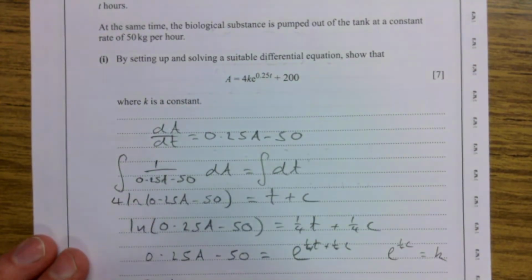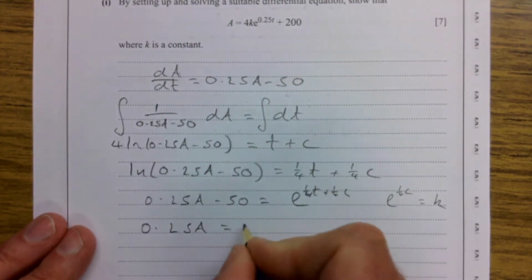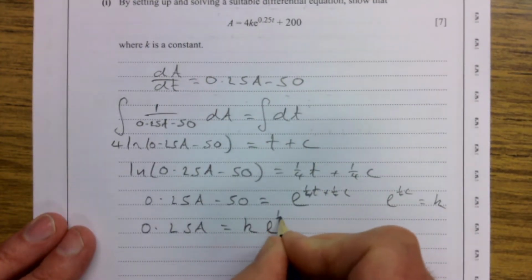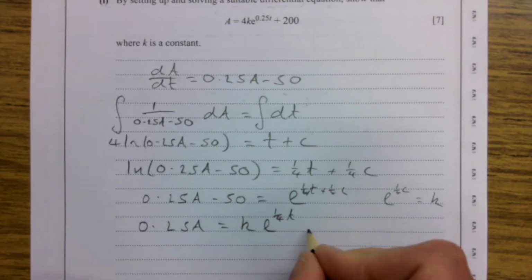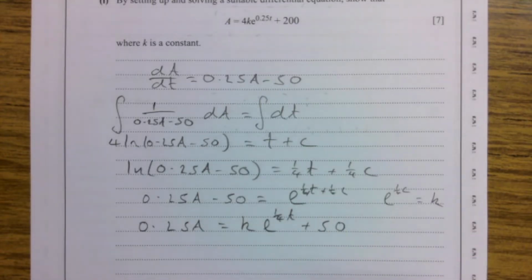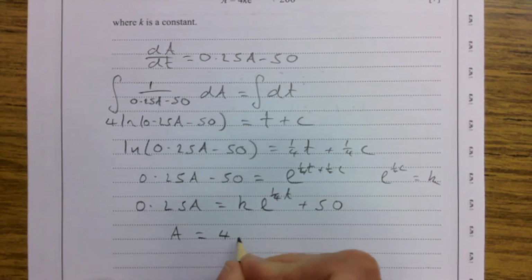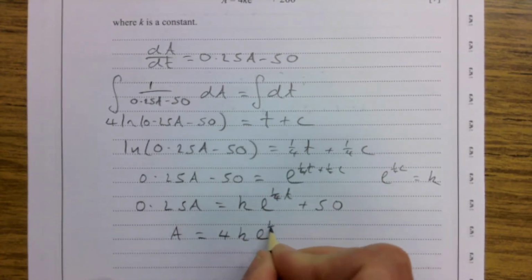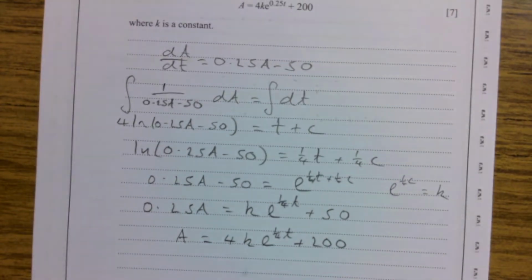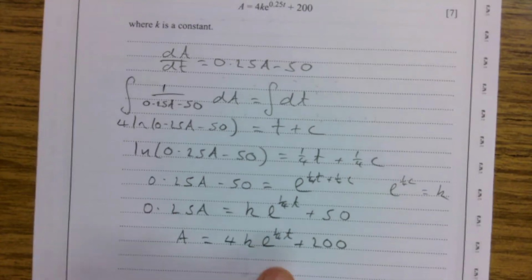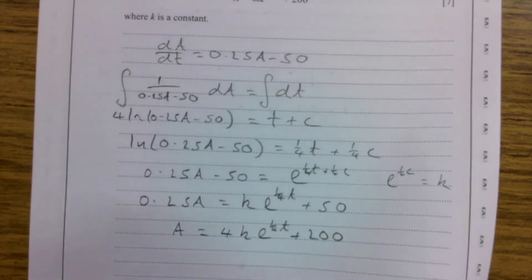So we're going to have 0.25 A is equal to k e to the quarter t plus 50, and then I'm going to have A equals 4k e to the quarter t plus 200, and that's then what they've been looking for. Sorry, I have a quarter written in there, and it's obviously a 0.25, but we're one and the same.